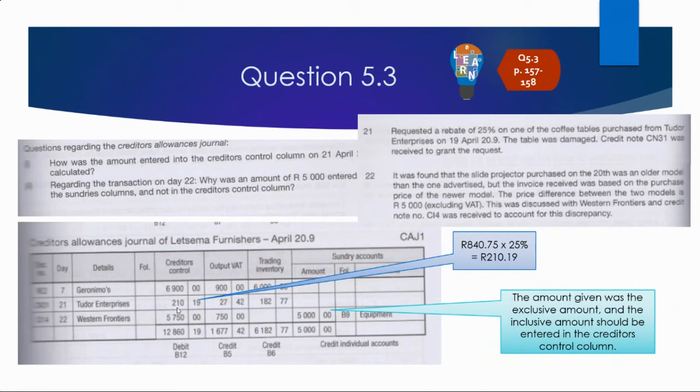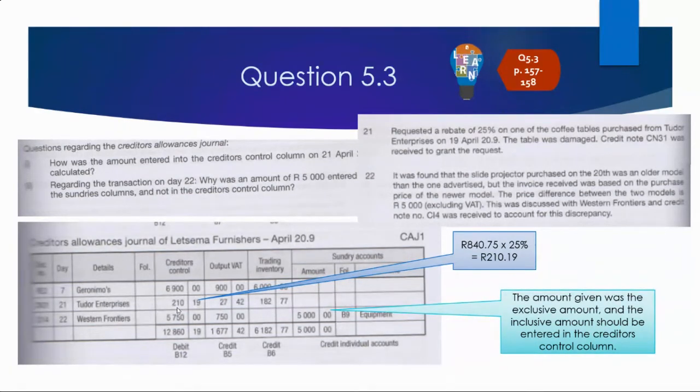Okay, so the answer for this that you can see now on the screen: the reason it's 5,000 in the sundry accounts is that our sundry accounts are always excluding VAT. In the question, they told you that amount is exclusive of VAT, and that's why you include the 5,000 in sundry accounts and then work out the creditors control, which is the amount inclusive of VAT. So that is why the 5,000 was in sundry accounts as opposed to your creditors control.